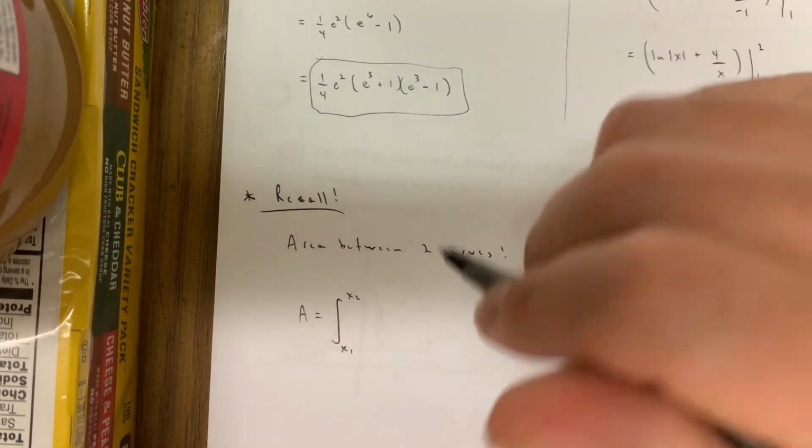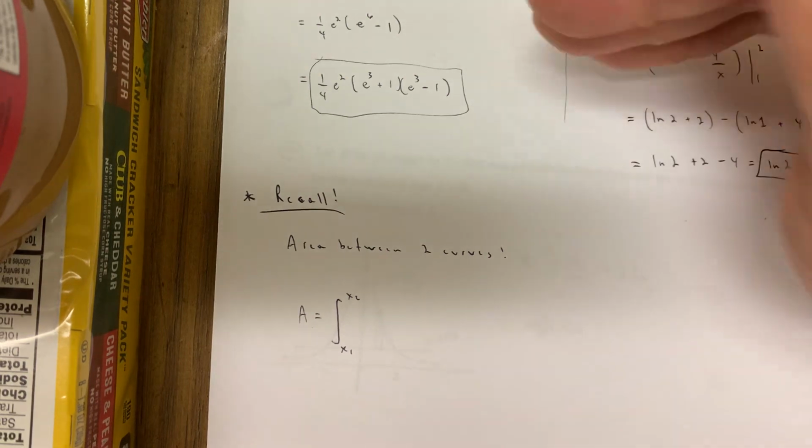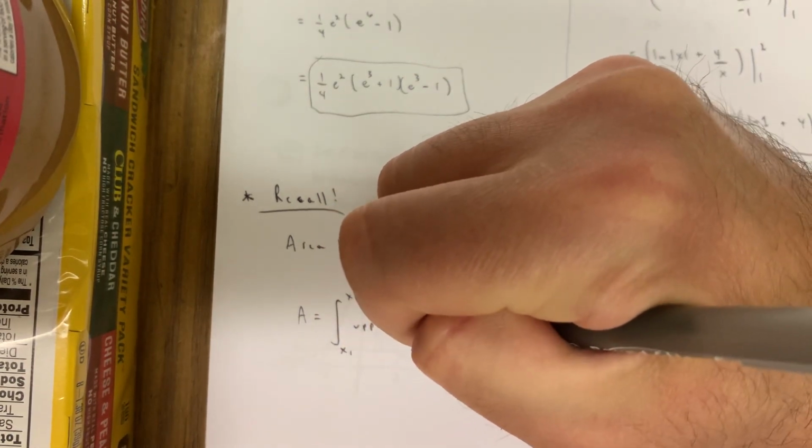Make sure you draw a sample rectangle, okay, in your region. And if you see throughout the entire region, the upper function's consistent, the lower function's consistent, we could do upper minus lower.